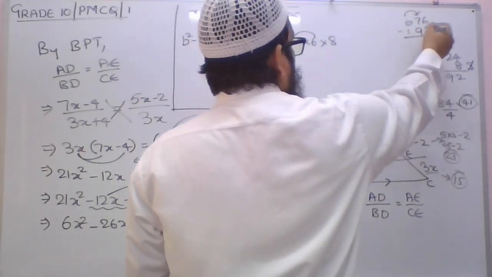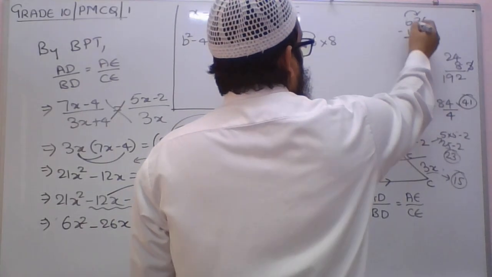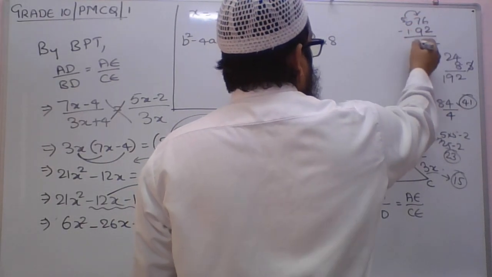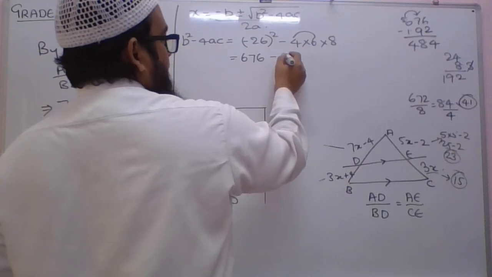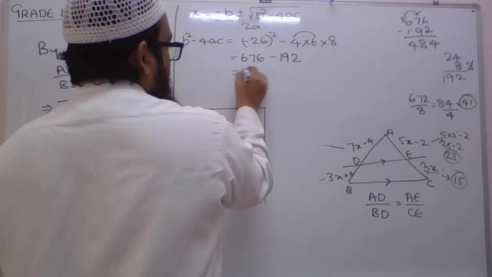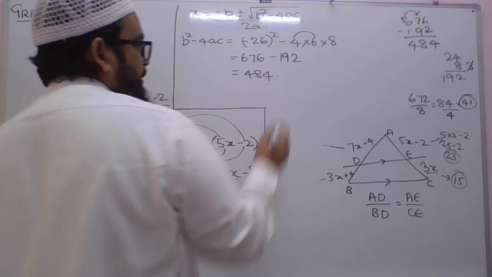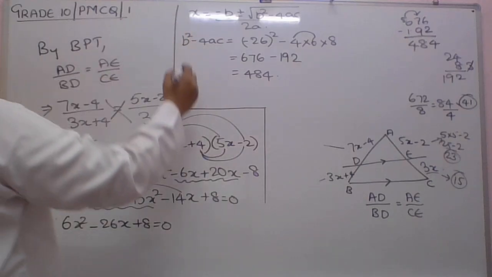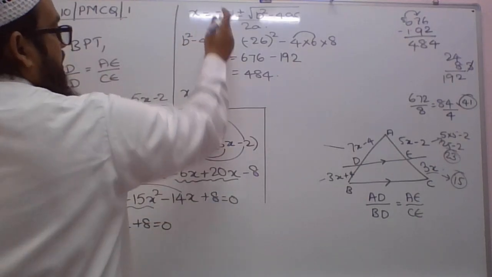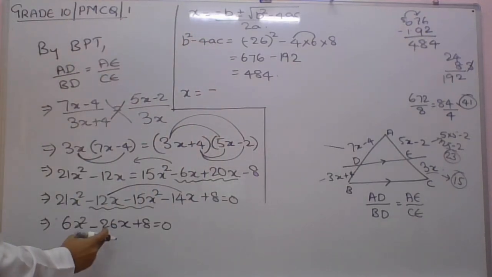And 17 minus 9 is 8, and 5 minus 1 is 4. Okay, so that is equal to 484. Now let us find out x. x is equal to minus b. What is b here? b is minus 26.